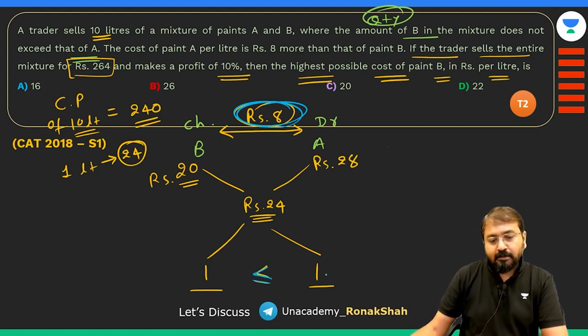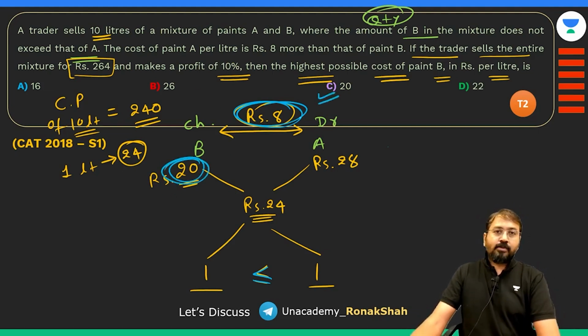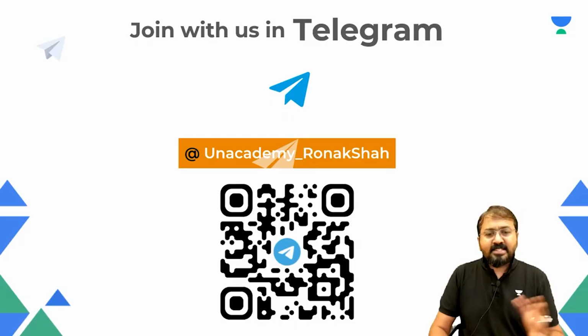When we keep the quantity of B less than A, the maximum price of B can only be 20. So the answer for this question is 20 rupees. I really hope all of you have understood this question as well. Let's take one more question.